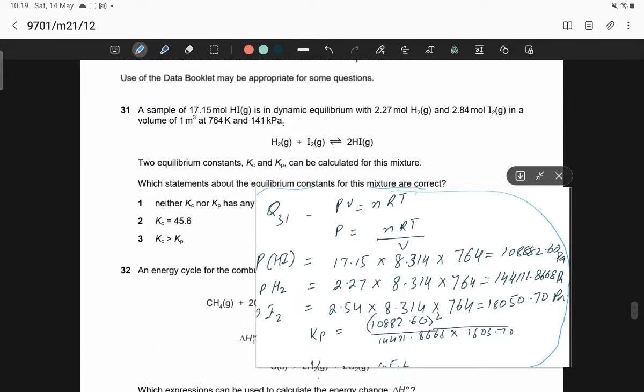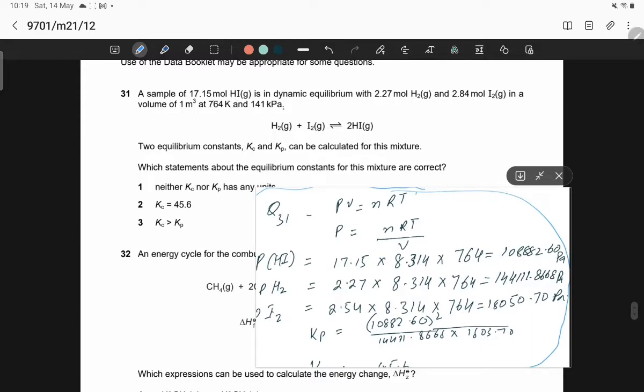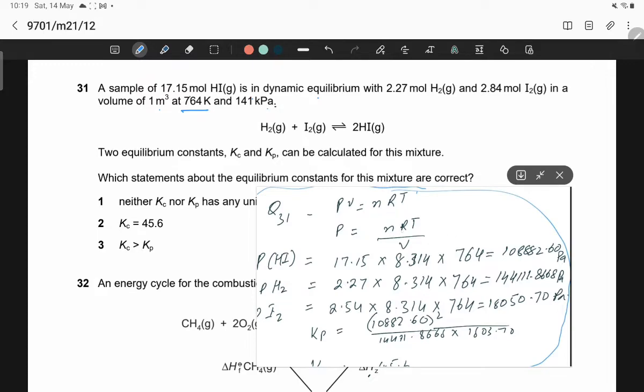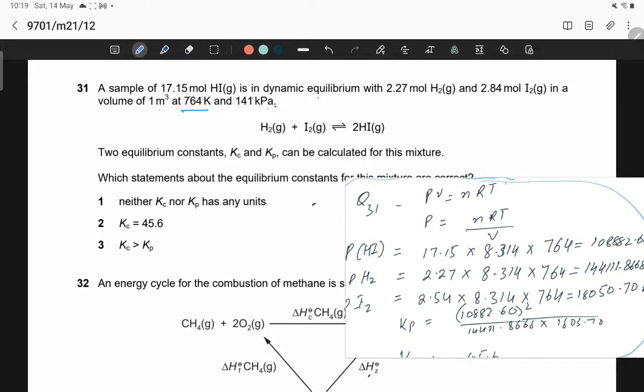So 17.15 mole of HI is in dynamic equilibrium with 2.27 mole of H2 and 2.84 mole of I2 in a volume of 1 meter cube at 764 Kelvin and 141 kilopascal. P is equal to nRT over V. So look at this.